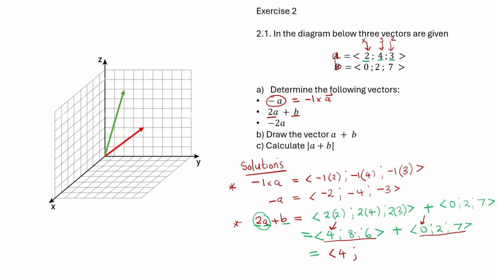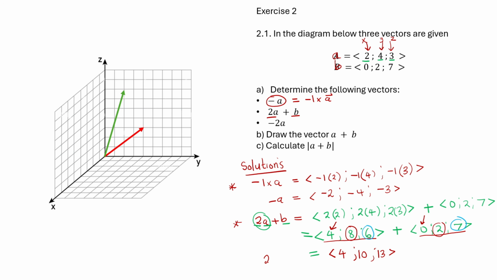And then now you go to the y. The y value of the first vector is 8. The next one is 2. So 8 plus 2 will give you positive 10. And then here the z values, which is the third value of the coordinate, here is 6, and then here is 7. So 6 plus 7 will give you 13.